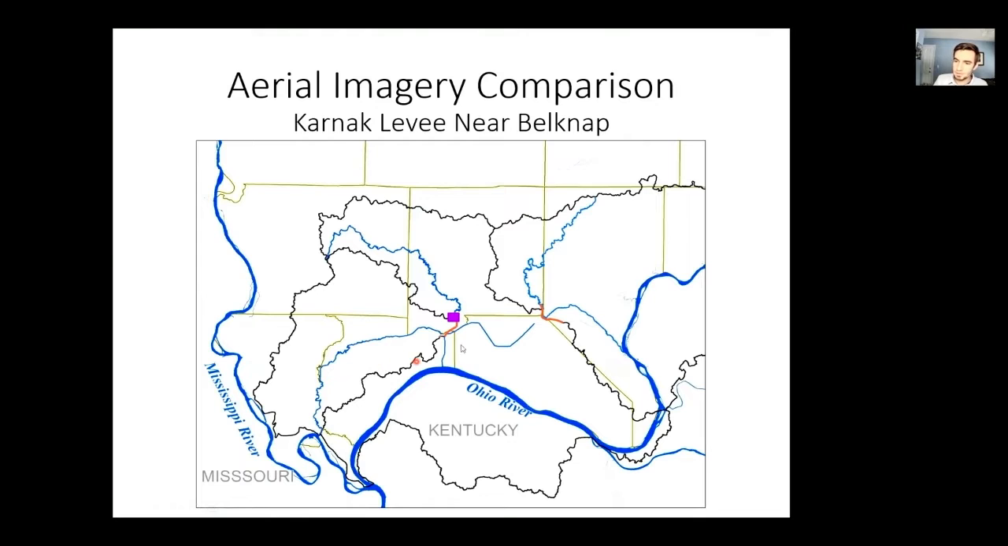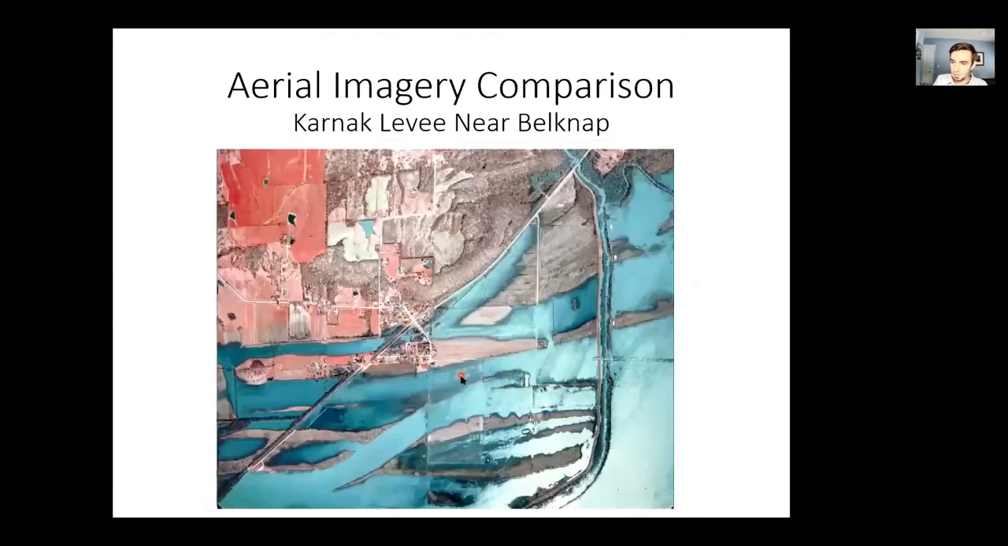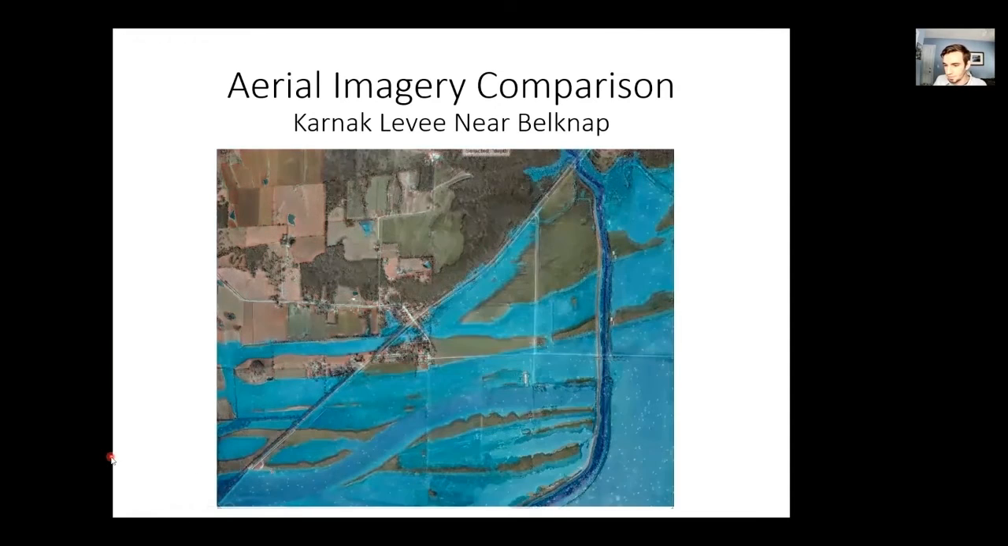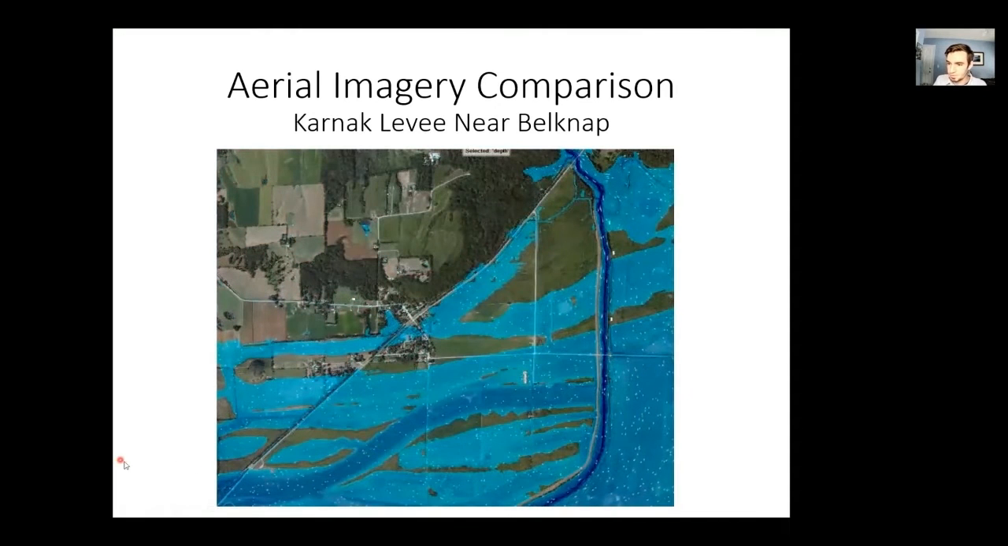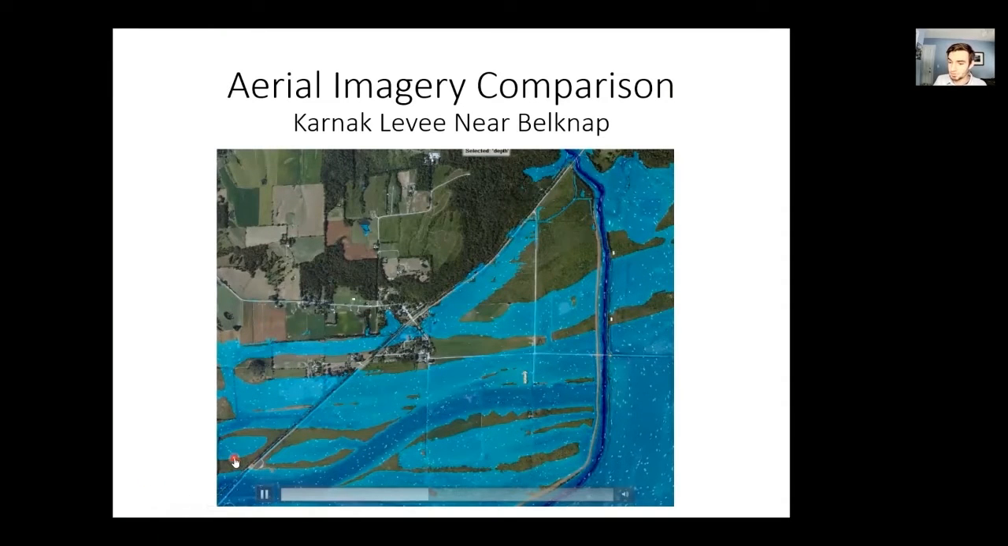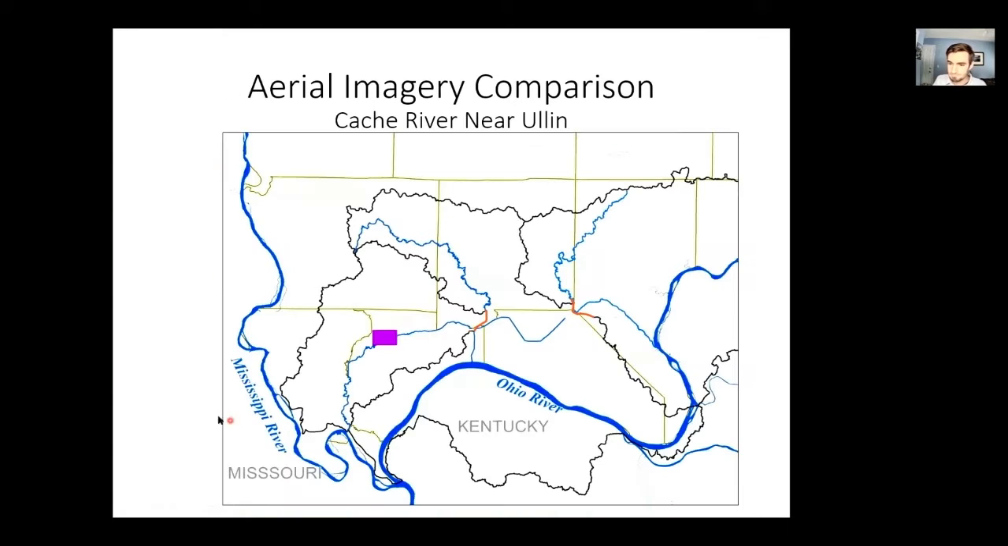If we look just to the north here at the northern end of the Karnak levee near Belknap, we are looking at the upper Cache coming down here. Here's the Karnak levee. This is a very complicated inundation area from this 2008 flood. And if we fade in our 2D model results, we're seeing our 2D model is very closely mimicking that aerial flood imagery that was collected.